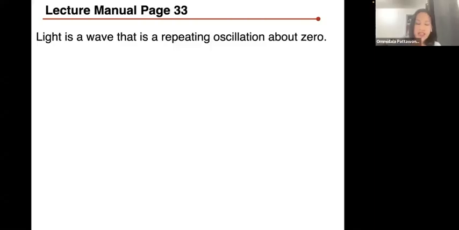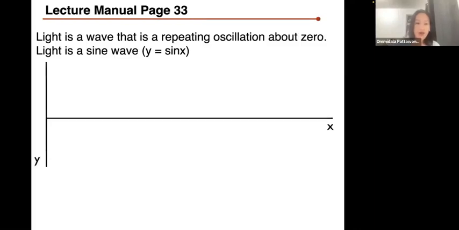The first property of light that we are going to take a look at is the wave property, which is the repeating oscillation about zero. We are going to use the sine wave function to describe light. For example, if you plot between the x and y axis, given y equals sine x.